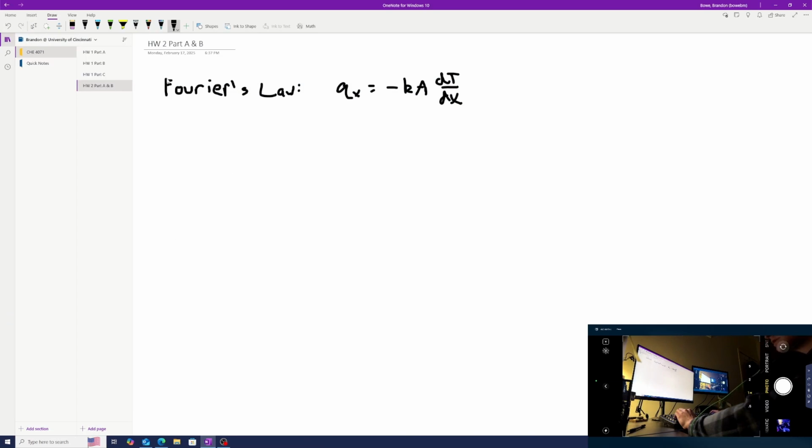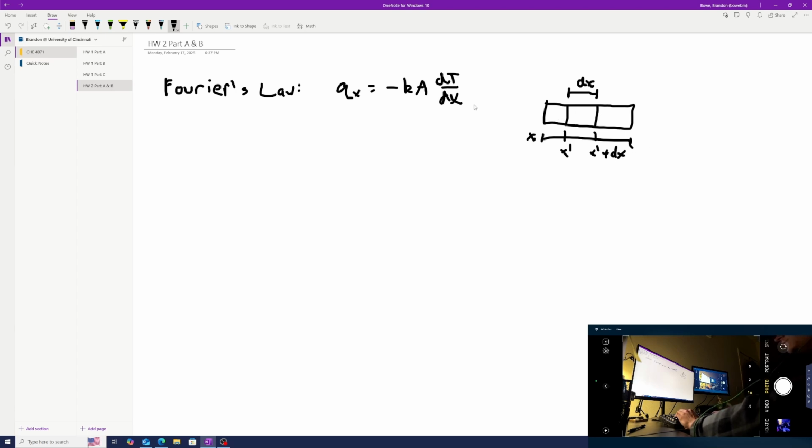Okay, for homework 2, parts A and B, we're going to start with Fourier's law in order to show how our heat will be transferring throughout our system. In this case, our system is just going to be a bar in which we have a section here along our x position. We'll call the first part of our section x prime. We'll call the distance of our section dx, and then our next part will be x prime plus dx.